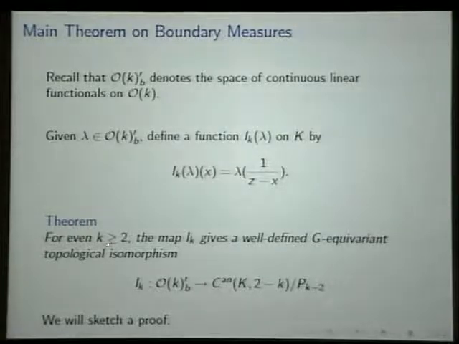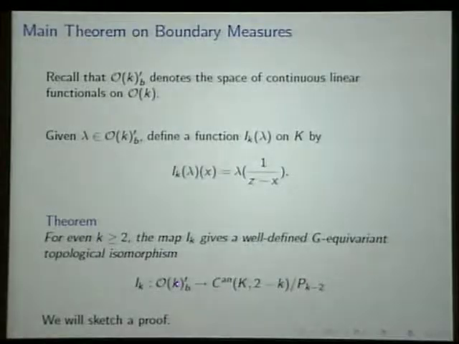And the theorem is that if k is even, actually it's true even if k is odd, I probably keep saying this because I feel kind of bad about it. I avoided odd k just because I didn't want to take square roots of p, which you would have to do. Anyway, for even k bigger than or equal to 2, this map is actually a G-invariant topological isomorphism between this dual space and here we have this space of locally analytic functions whose poles are of the appropriate order at infinity, modded out by this global space of polynomials.